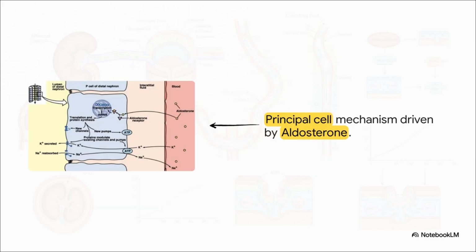To see that fine-tuning in action, let's focus in on the principal cell, or P cell, in the distal nephron. Picture aldosterone entering the cell from the blood. It binds to its receptor and initiates transcription right inside the nucleus. This mRNA translation leads to the synthesis of brand new proteins. Specifically, we're talking about new sodium and potassium channels popping up on the apical or luminal membrane and new ATP pumps being built on the basolateral membrane. This beautifully coordinated synthesis ramps up sodium reabsorption into the blood and, at the exact same time, pushes potassium out into the lumen to be secreted.